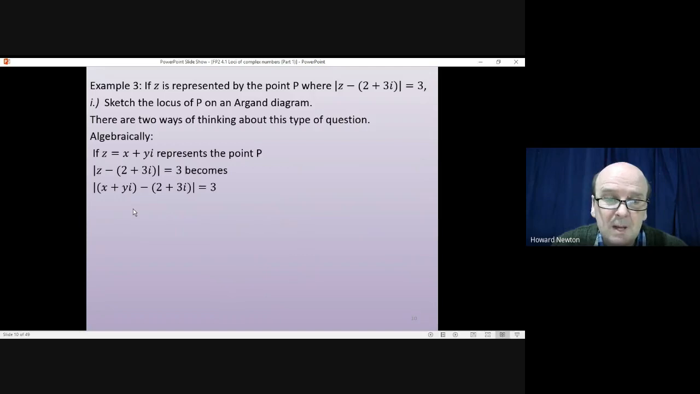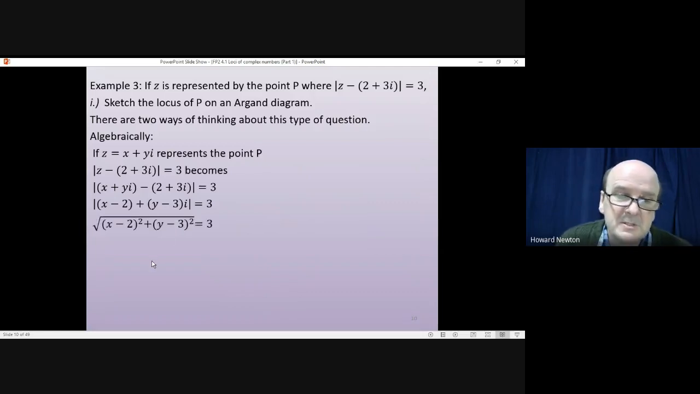Then we collect the real parts and the imaginary parts together, and it becomes the modulus of (x minus 2) plus (y minus 3)i equals 3. And then we just use the basic definition of the modulus: you square the real part, square the coefficient of the imaginary part, add them together and square root it. So the square root of (x minus 2) squared plus (y minus 3) squared must equal 3. That is just the definition of the modulus.